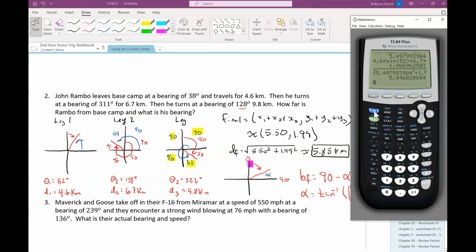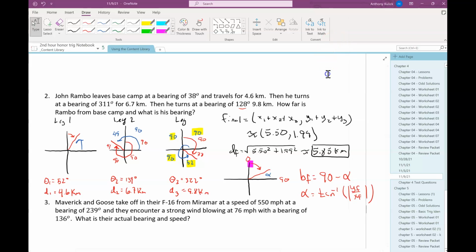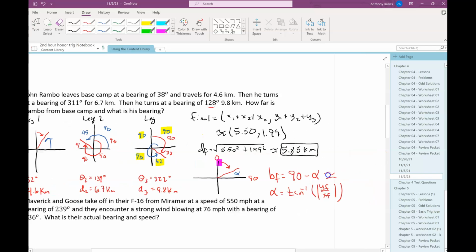Now I'm not going to worry about the absolute values because the x's and y's are positive in this case, so I'm just going to save myself the buttons. So I'm going to have 1.99 divided by 5.5. So when I do 90, what did I do here? Did I forget the 90 minus? Yeah. It's like, that can't be right. 90 minus the tan inverse of that, I get 70.13 degrees. Is that okay? Yeah. Sure.